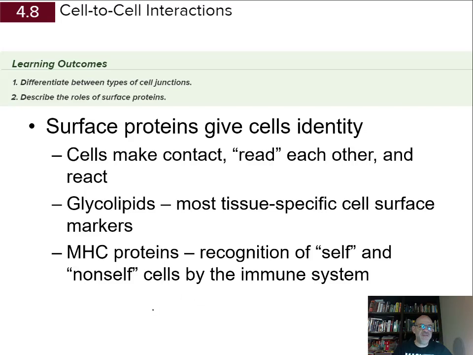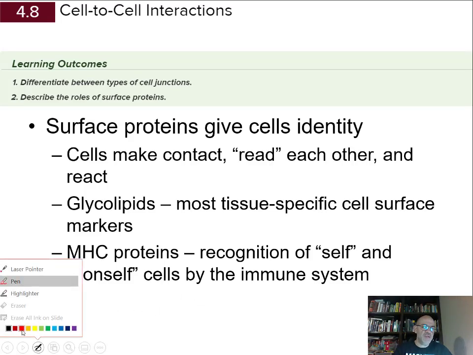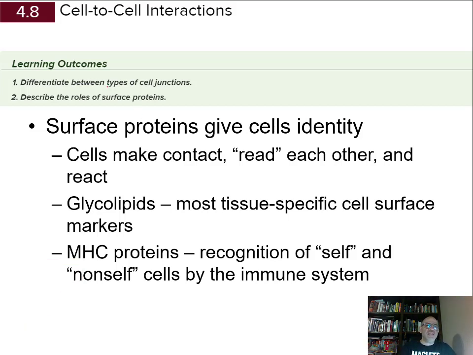So in this section, this is about how cells interact with each other. Your learning outcomes for this are to differentiate between types of cell junctions where cells are attached to each other, and then to describe the role of surface proteins. So we're going to start by looking at these surface proteins, and these surface proteins are going to give cells sort of an identity, be able to tell one cell type from another, and so on. So cells, when they do contact each other, are able to determine things about each other. So they sort of quote unquote read each other.